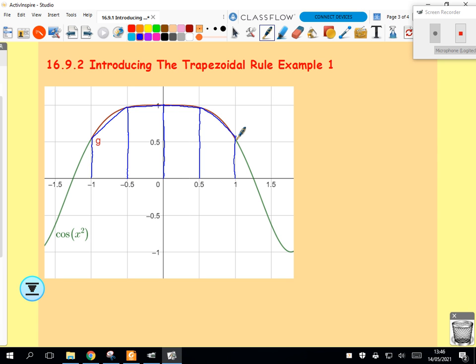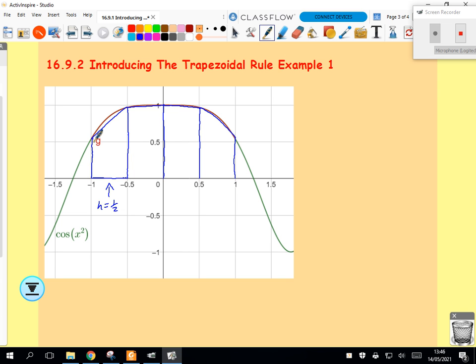Okay. Notice the height here is the distance along here. That's my h. That's going to be a half, because I've taken this interval from -1 to 1, which is 2 units long. I've divided it up into 4 trapezoids. 2 divided by 4 gives me a half.